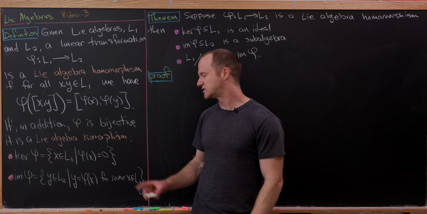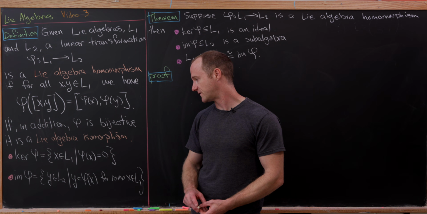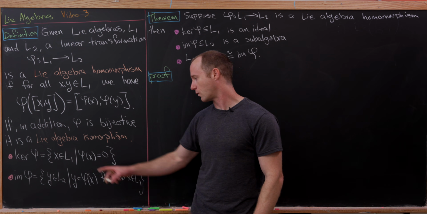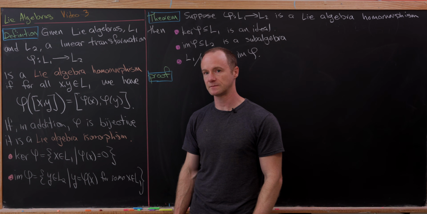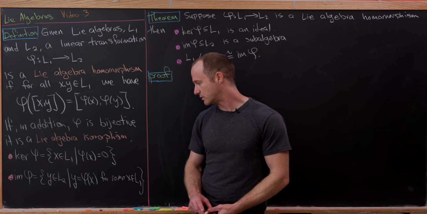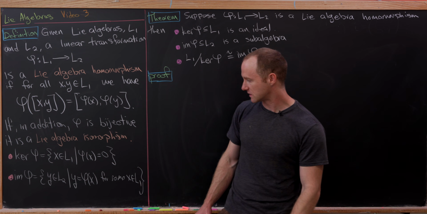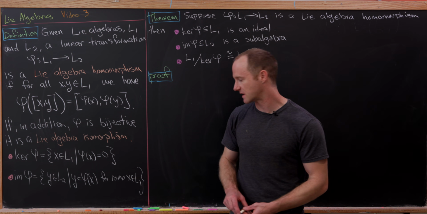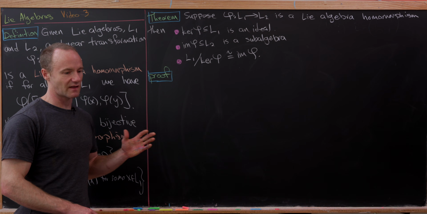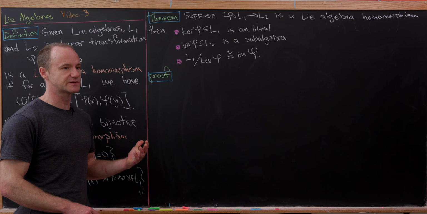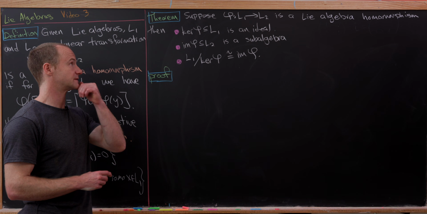Then we've got these two important subalgebras. The kernel of phi, which is all the elements of L1 that get mapped to 0. So it's like the null space of a linear transformation. And then the image of phi, which is everything that gets mapped onto. In other words, it's all y in L2 such that y equals phi of x for some x in L1. Now we're going to look at the following very classic result. There's a result like this for every sort of algebraic structure. This is called the first isomorphism theorem.